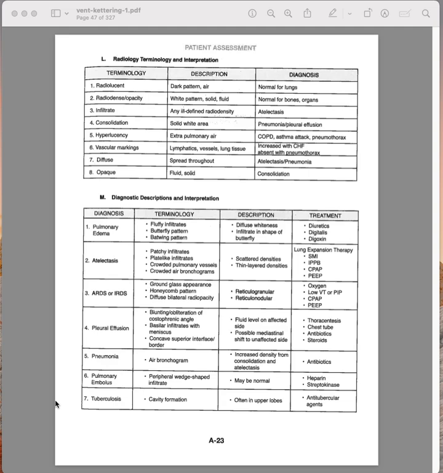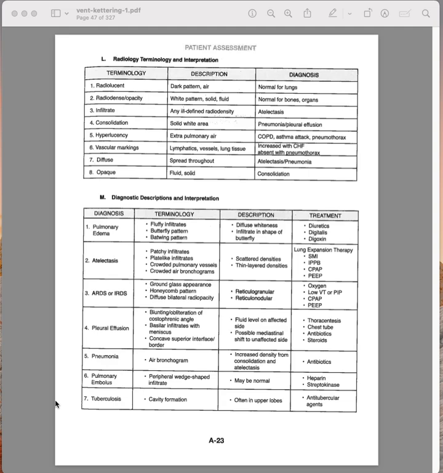Infiltrates: description is any ill-defined radiodensity. Diagnosis is atelectasis. Terminology for consolidation: description is a solid white area. Diagnosis is pneumonia, pleural effusion. Hyperlucency: description is extrapulmonary air. Diagnosis is COPD, asthma attack, or pneumothorax.